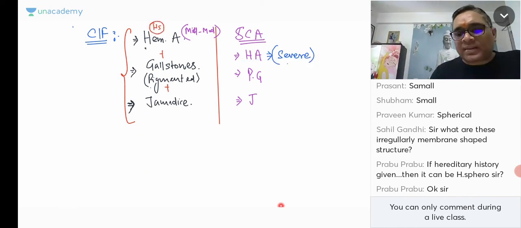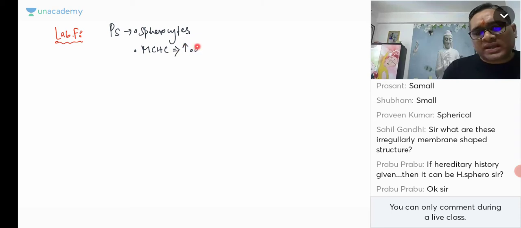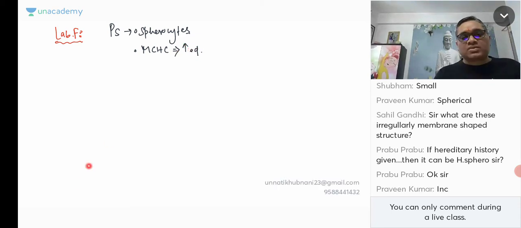Now come to the lab findings. What will be the lab findings in hereditary spherocytosis? I have already told you that when you look at the peripheral smear, you will be finding spherocytes. Number one, spherocytes. Number two, you will directly see the MCHC. What will happen to the MCHC? MCHC will be increased. That's what I told you in the beginning, when I was telling you all the RBC indices, that MCHC is very rarely increased, and this will be increased in hereditary spherocytosis.